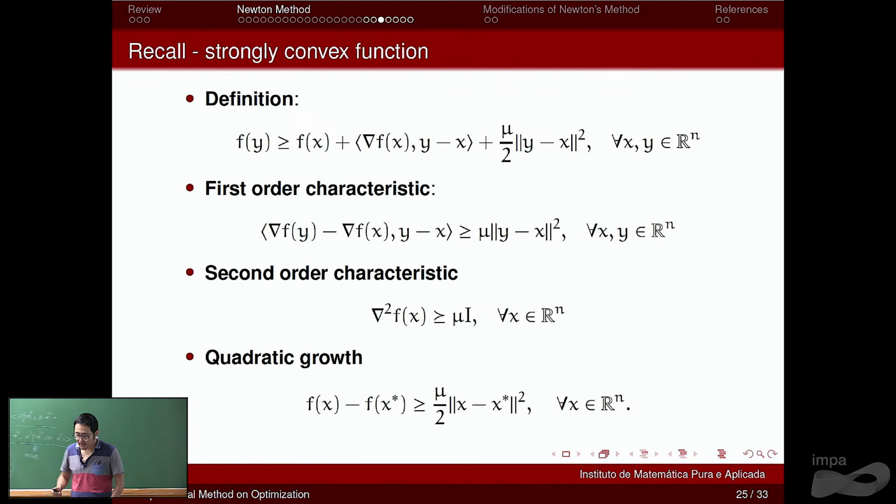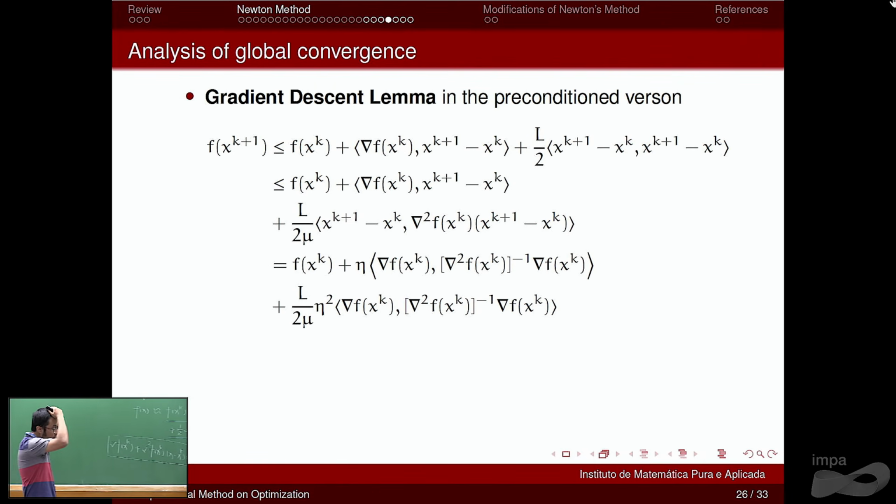Okay, and in the proof, we need to use the definition of the strongly convex function here. So, what is the proof? The idea is that we use the gradient descent lemma first, in a preconditioned version of the gradient descent method. What does it mean?